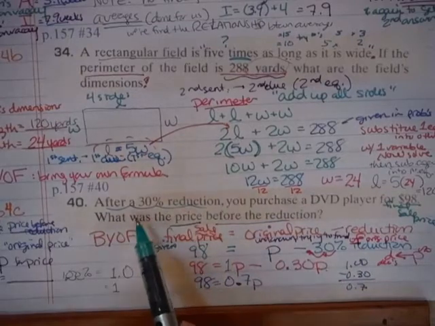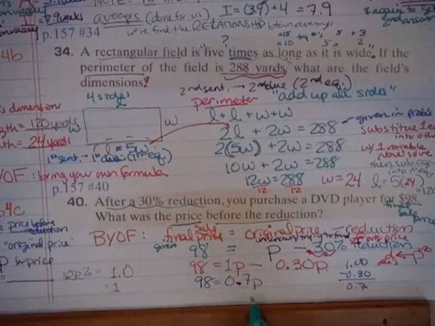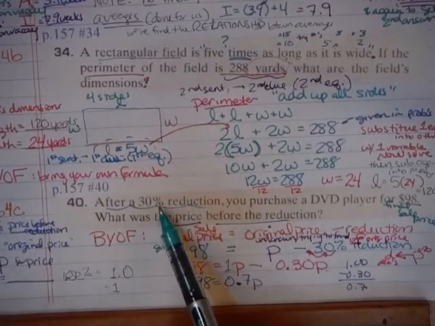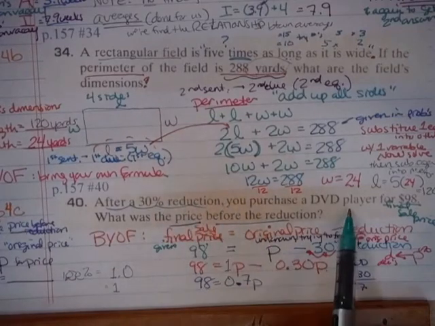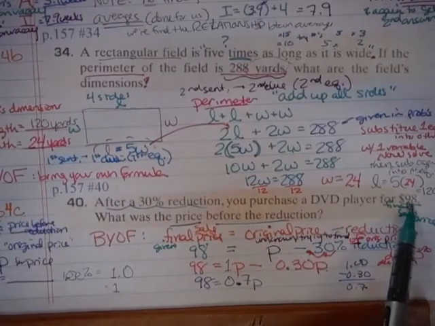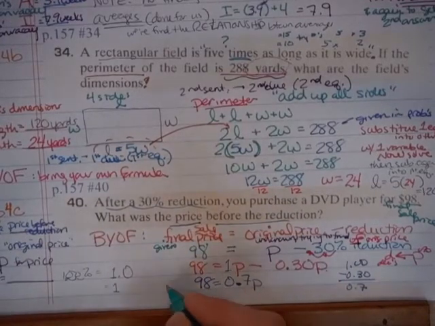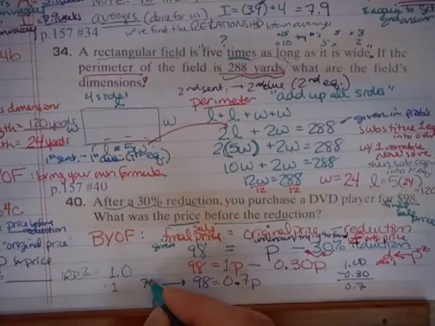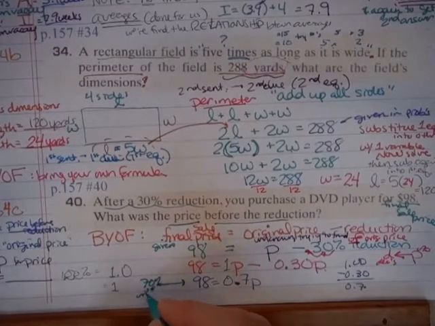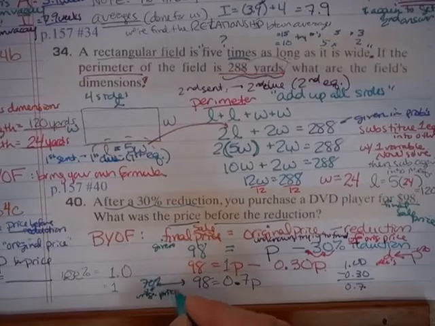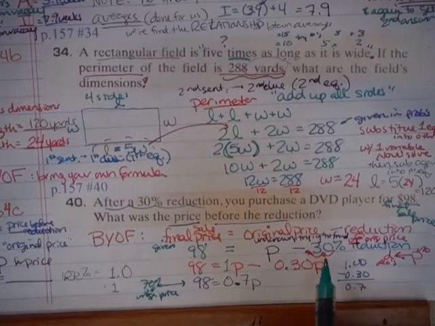Now, some of you may have translated this and written the original problem just like this, because if I have a 30% sale, I must be paying 70% of the price. 98 must represent 70% of the original price. Some of you may have gone to a direct translation right to this equation. So 70% of the original price is what I'm paying here. That's what this equation represents.